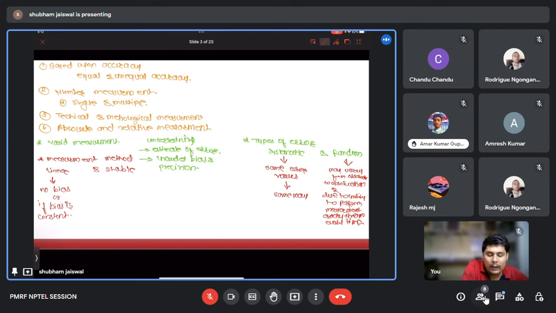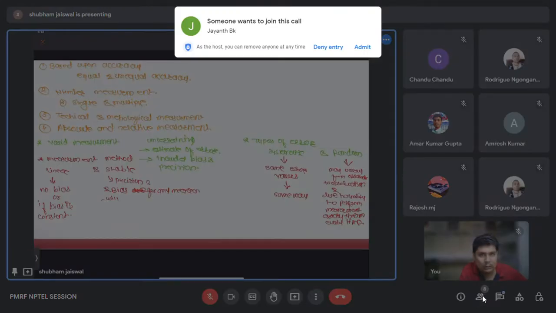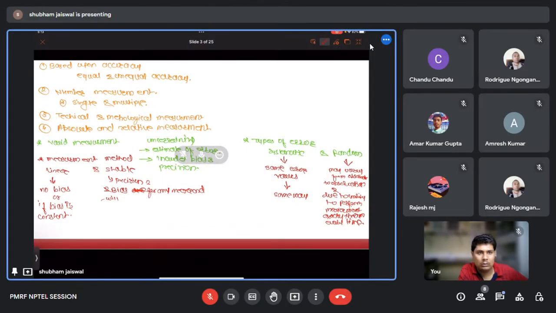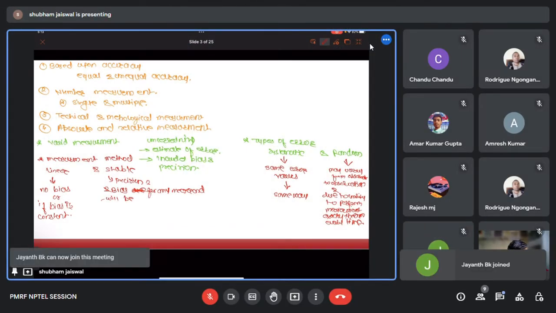Okay. Then after that, we went to see the stable measurement, that is, the precision and bias for any measurement will be constant across the time.